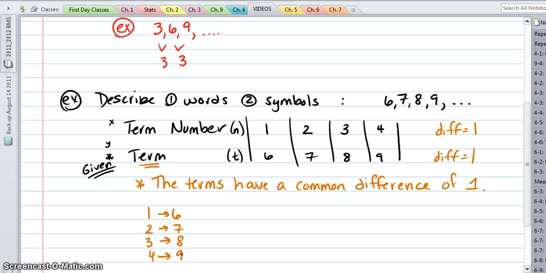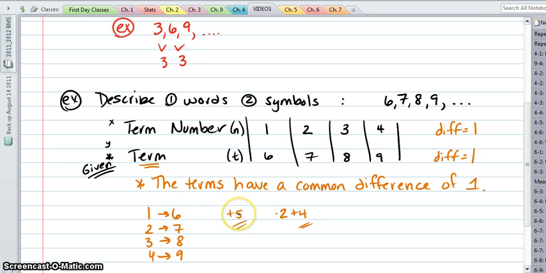Well, from 1 to 6 you could add 5. You could also do, I don't know, 1 times 2 would give you 2 plus 4, so maybe times 2 plus 4. These are different things to try out. What you want to do though is see if any one of these or another one that you come up with follows true for all of the pairs.